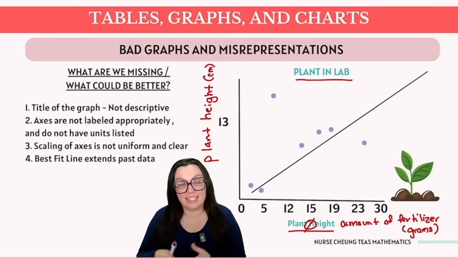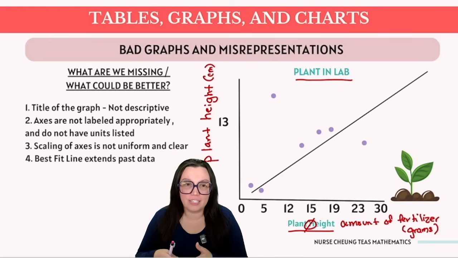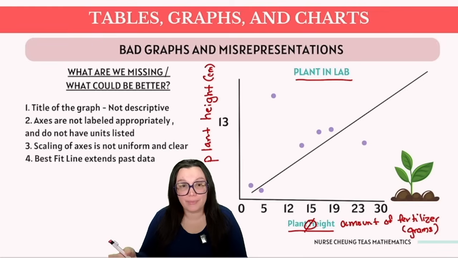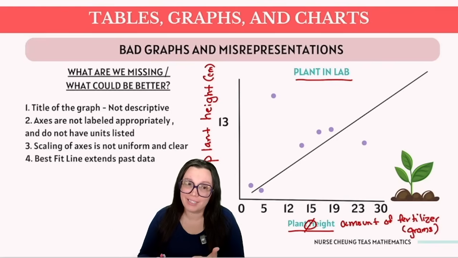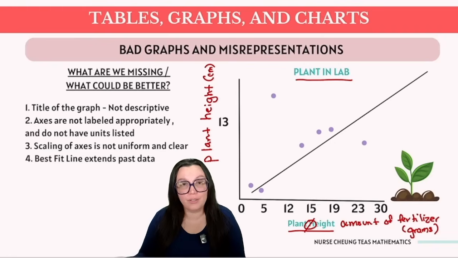The scaling of these axes is another problem. The x-axis shows non-linear scaling numbers of 5, 12, 15, 19, 23, and 30. In a well-made graph, the distance between each point should be consistent, uniform, and clear. Additionally, only having a single number on our y-axis, 13, doesn't help with accurate measurements either.